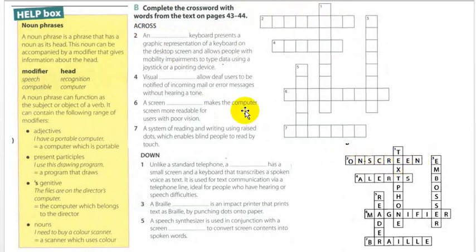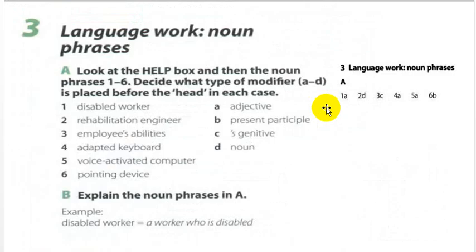On-screen keyboard: graphic representation of keyboard. The on-screen keyboard allows people with mobility impairment to type data using a joystick and pointing devices. Here is the answer key for this puzzle. You can do it by yourself.